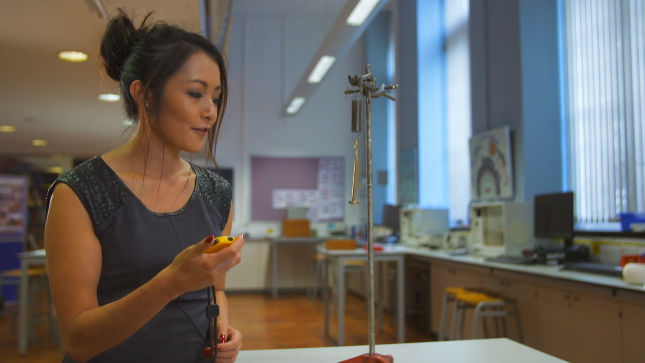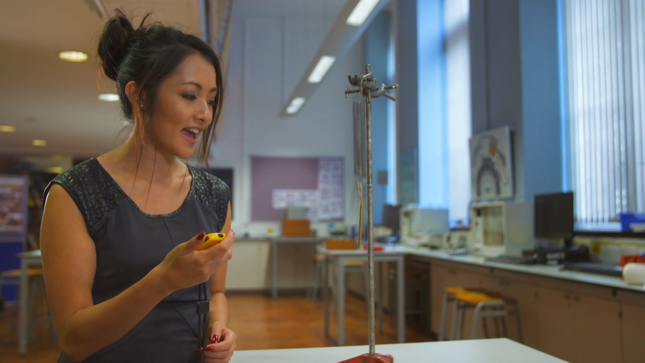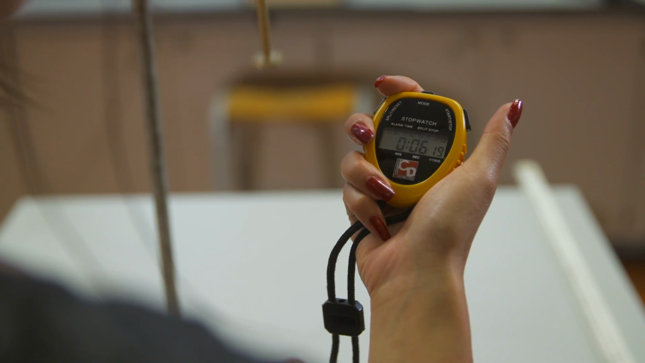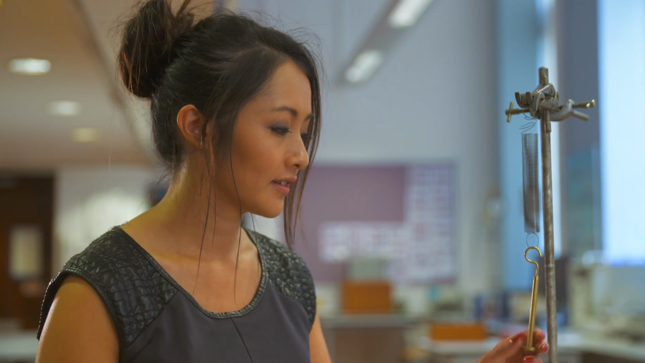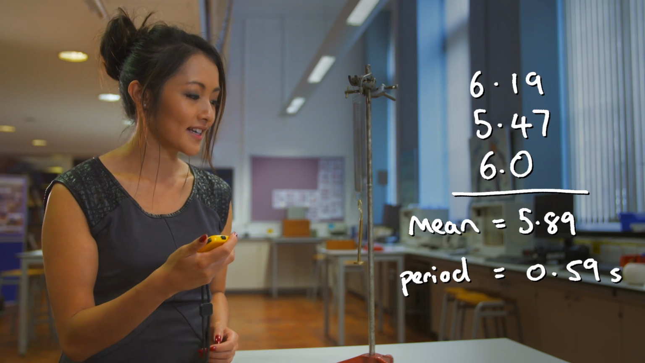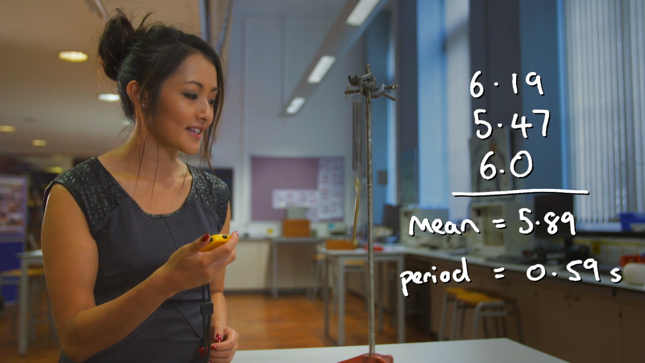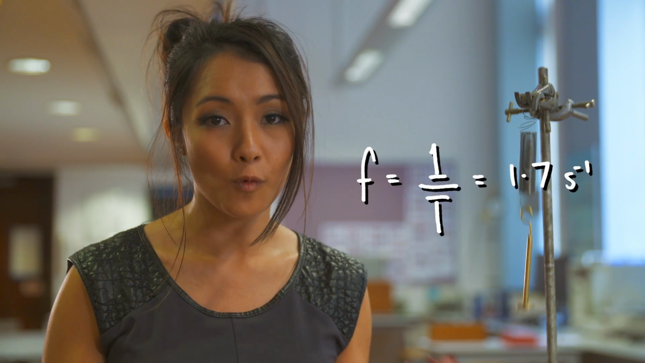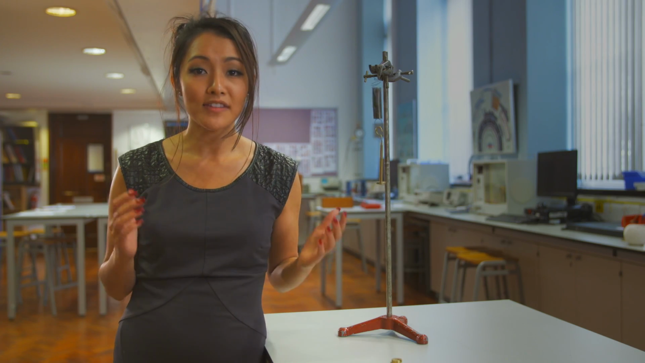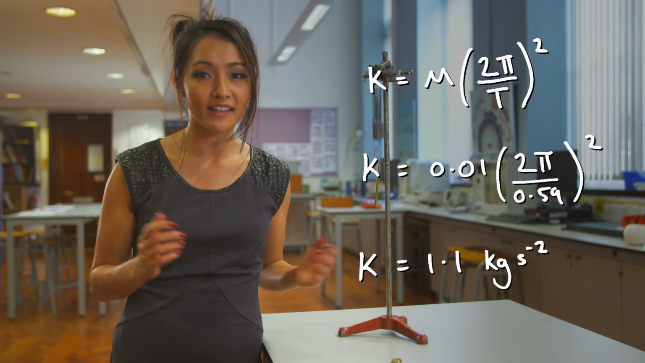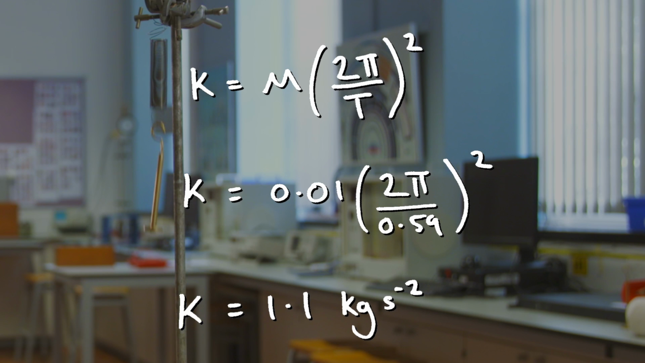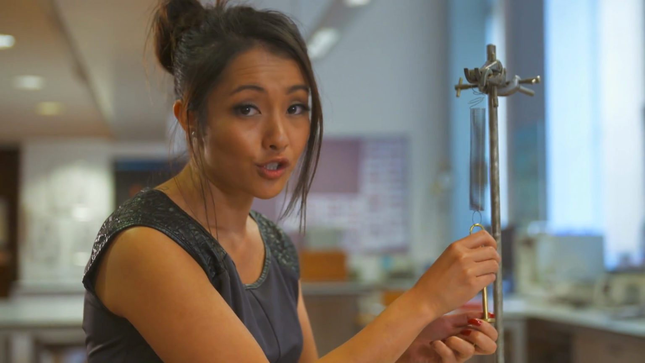1, 2, 3, 4, 5, 6, 7, 8, 9, 10. I'll repeat that again 2 more times for more accuracy. This means we get a frequency of 1.7 Hz. To get the spring constant, we need to rearrange for K. Unlike the pendulum, we could quadruple the length, but that wouldn't change the period. However, if we quadruple the mass, the period would double.